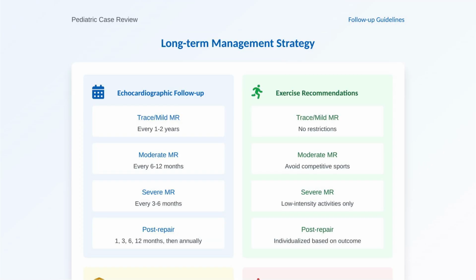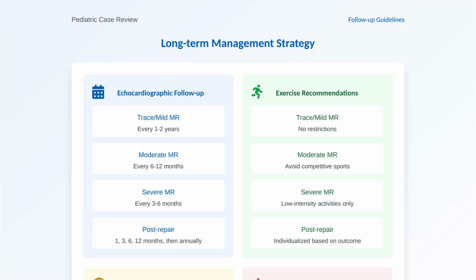This table provides a comprehensive structured approach to the long-term follow-up and management of pediatric patients with mitral regurgitation. Echocardiographic follow-up frequency is determined by the severity of mitral regurgitation. Patients with trace or mild regurgitation should undergo echocardiography every 1 to 2 years. Those with moderate regurgitation should be monitored every 6 to 12 months. Patients with severe regurgitation require more frequent assessment, every 3 to 6 months. And those who have undergone surgical repair should be evaluated at 1, 3, 6, and 12 months postoperatively, followed by annual examinations.